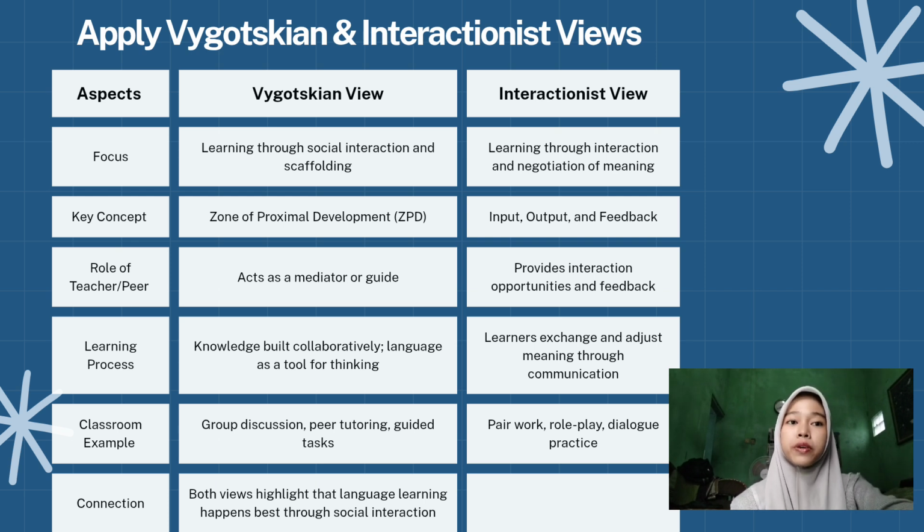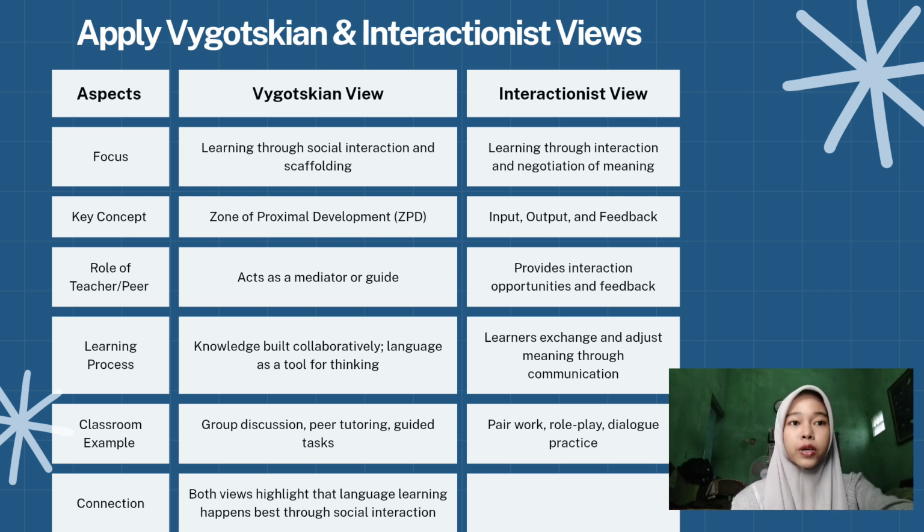In the Vygotsky view, learning happens through social interaction and guidance. It means students learn best when they get support from others, either their teacher or their peers. Meanwhile, the interactionist view focuses on learning through interaction and negotiation of meaning. So, students learn by using the language, asking questions, and clarifying meaning to others.